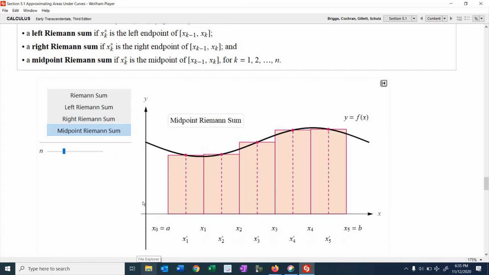Then again, the third possibility is you could pick the midpoint of each of the subintervals to determine the height. And so you can see here, that's what they're doing. Here's the midpoint, plug that into the function, and that gives them the height of this rectangle. And so if you do that for each of these subintervals, that's called a midpoint Riemann sum.